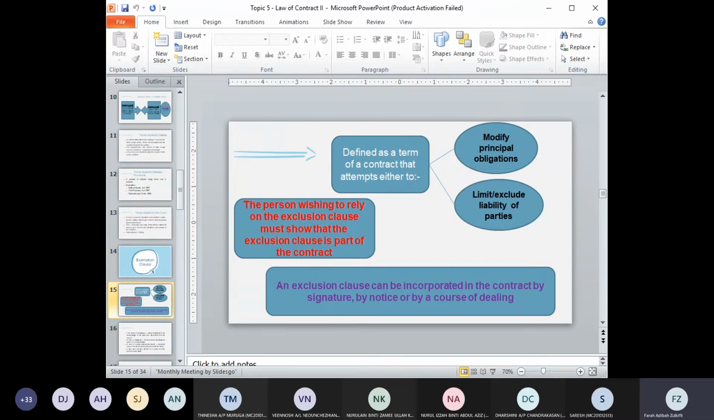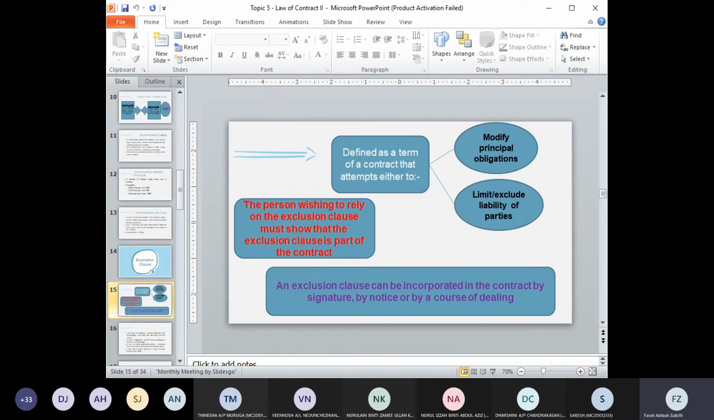Okay, so if you want to put an exclusion clause as part of a contract, it must be put by signature. If it is signed, it is easier. Or by notice. And it must be notified before they enter into a contract. So that's why for car parks, if you realize, before you push the button, there will be a sign which will state all the terms and conditions of parking at the car park. They will state everything at the gate. So you are required to read the terms and conditions first before you can push the button.